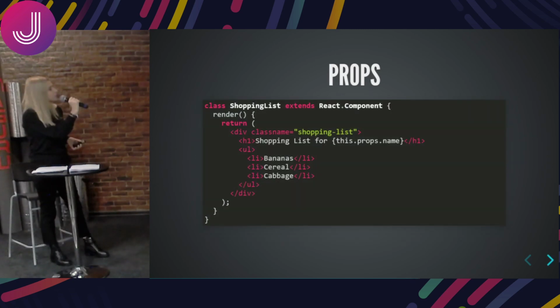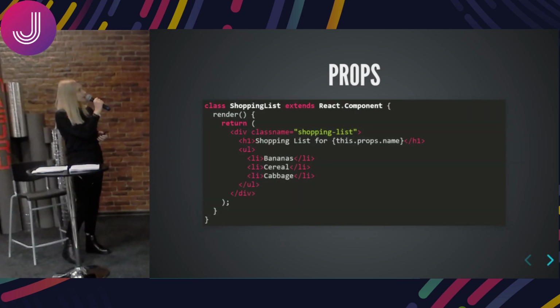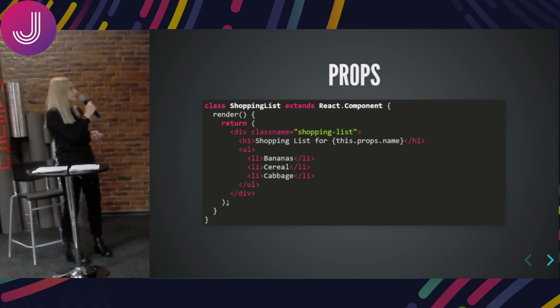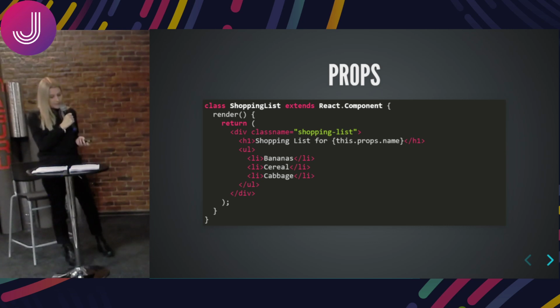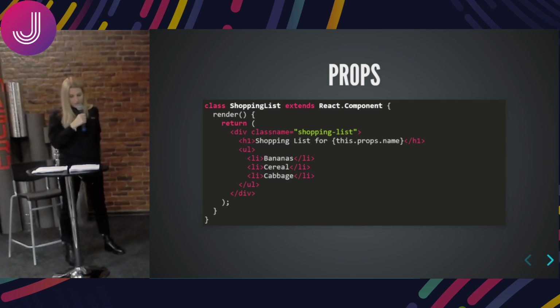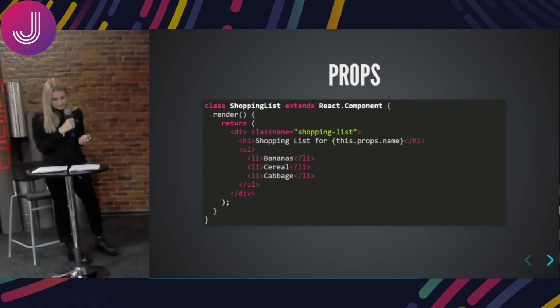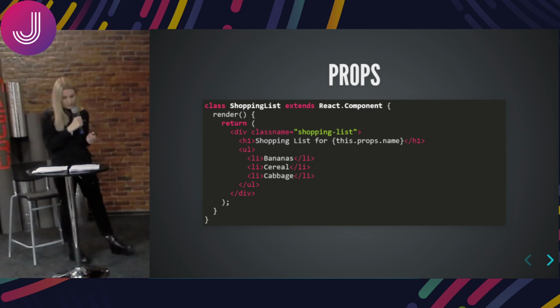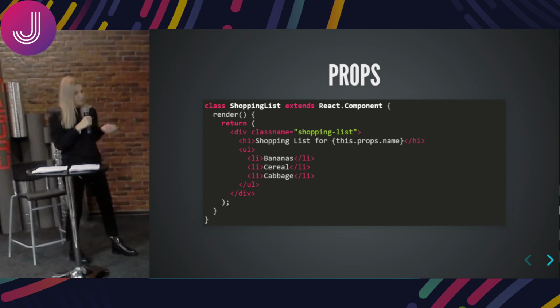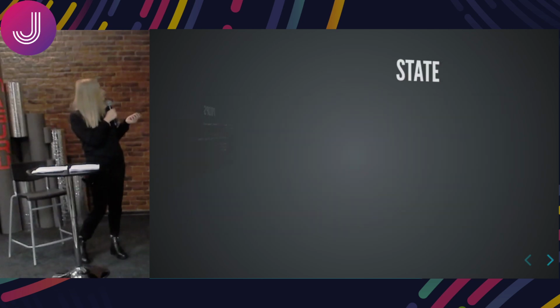Well, props. Props is what gives our components attributes and overall properties. This is how we pass in data, and this is how we deal with various attributes. As we see here in this example, we have the shopping list name. We pass in a name, and we're able to use this props name while rendering this component. This is an easy way to pass data in and out.